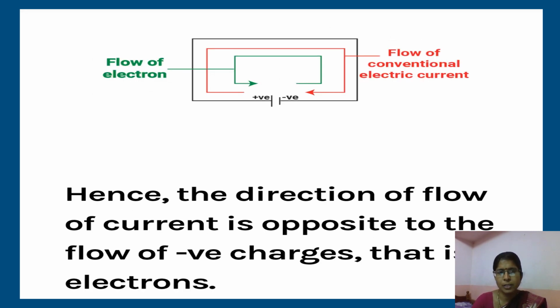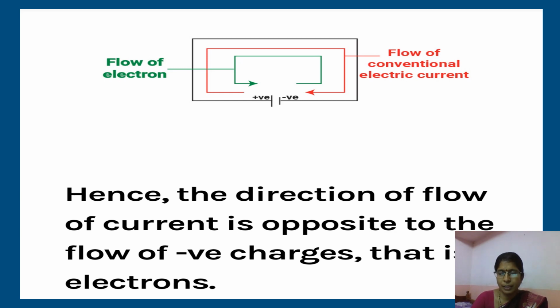This figure explains the flow of electrons and the flow of conventional electric current. Here you can see the green line which indicates the flow of electrons. This flow of electrons is from the negative terminal towards the positive terminal, whereas the flow of conventional current is from the positive towards the negative. How this happens is, when negative charge is moving towards positive charge, they get nullified and become neutral. So a hole is created. As more electrons move towards the positive end, more holes are created.